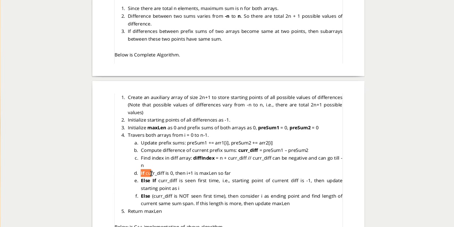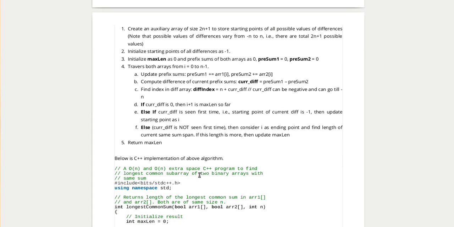Okay, we already know if current diff is 0, then i plus 1 is the max length so far. If this is not the case, then we check whether it is the first time we are coming across the difference. We check this by looking into the diff array at this diff index, and if we find a -1 over there, that means this is the first time we have come across this difference. So we update the diff array with the value i, so that if in future we again come across the same difference, we will know that we already came across it at i.